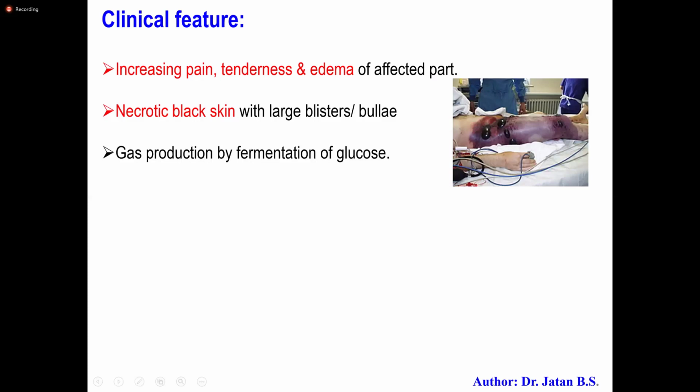Gas production by fermentation of glucose. Now our muscle, our tissue has glucose. That glucose will be utilized by the anaerobic bacteria, that is Clostridium perfringens or Clostridium septicum, and there will be production of plenty of gas. So gas will be produced even just below the skin, in the muscles.